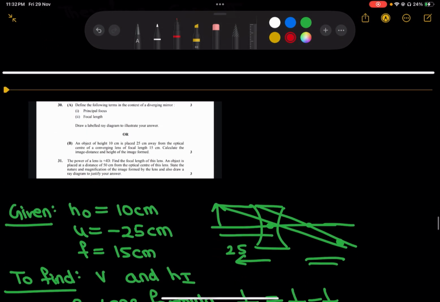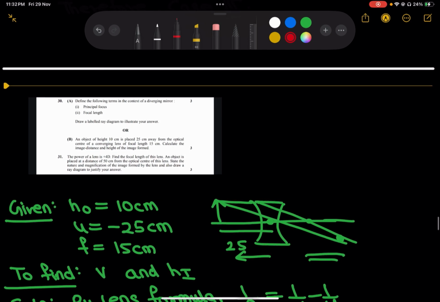So it says, define the following terms in the context of a diverging mirror. Okay, so I've not written it here, but I'll explain it to you. I hope you can write it down. So the first thing which you have to clear out is what is a diverging mirror. A diverging mirror is a convex mirror, right? If you remember, a diverging mirror is a convex mirror.